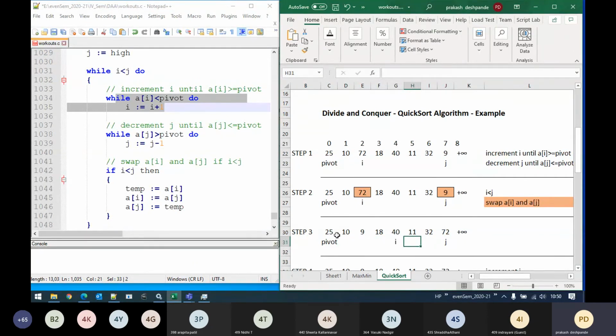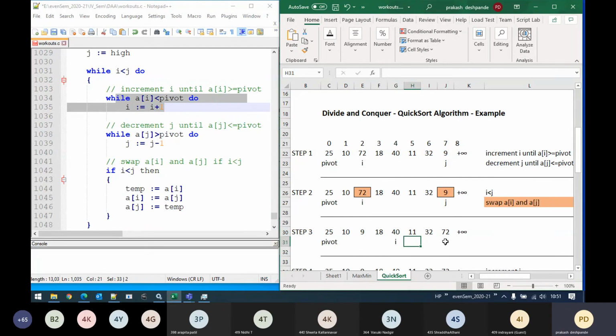Now, is this 40 less than 25? No. No means the condition for this while loop is false and will be skipped, which means we stop incrementing i. Now we move on to j, where we need to decrement j.